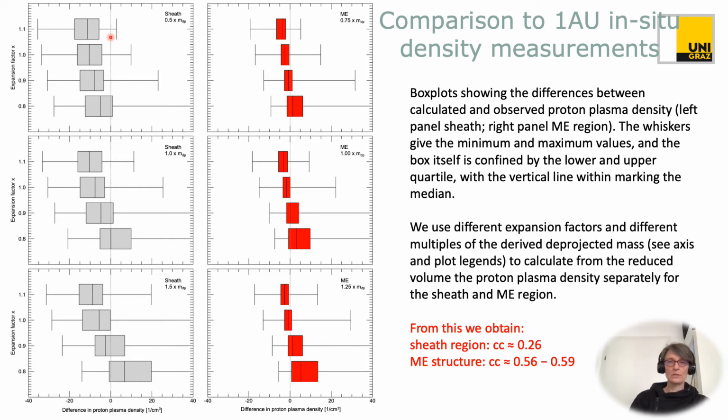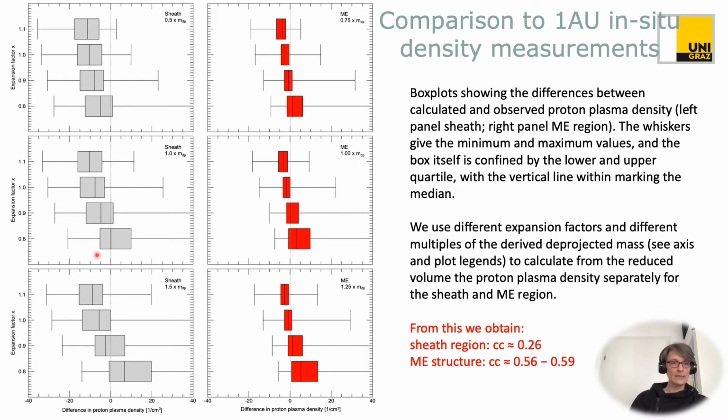And the box plots show the median value and the lower and upper quartile for the 29 events that we used. On the left-hand side is the sheath region, where half the deprojected mass is used as extra mass for the sheath, so that's the piled-up mass. The next case is the same mass, so a similar amount of mass would have been piled up in interplanetary space, and then 1.5 times the deprojected mass would be piled up.